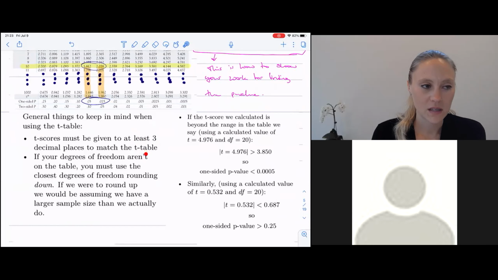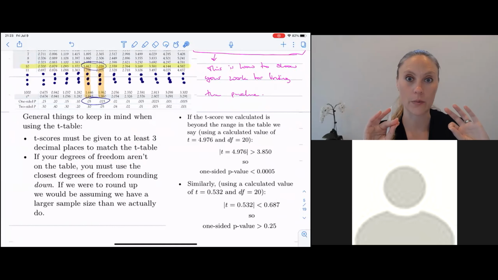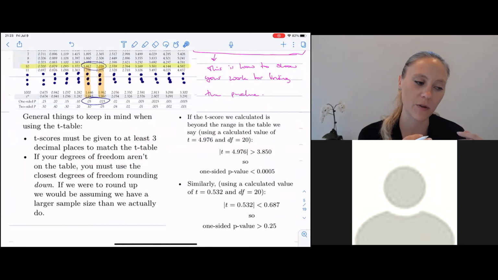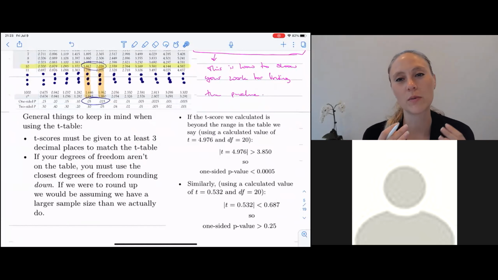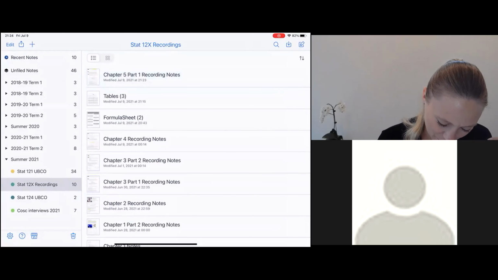Here's the thing that happens, okay? If your degrees of freedom aren't on the table, you have to use the closest degrees of freedom rounding down, okay? So why is that? Well, the degrees of freedom are kind of the sample size, essentially, right? So if you were to round up, then you would be saying that your sample size is larger than it actually is. And that's really bad, right? Because then you would be misleading people into thinking that your results are more reliable than they actually are. So that would be really bad. And so even if it hurts, I'll show you an example on the t-table. Let's go to the t-table and I'll show you.